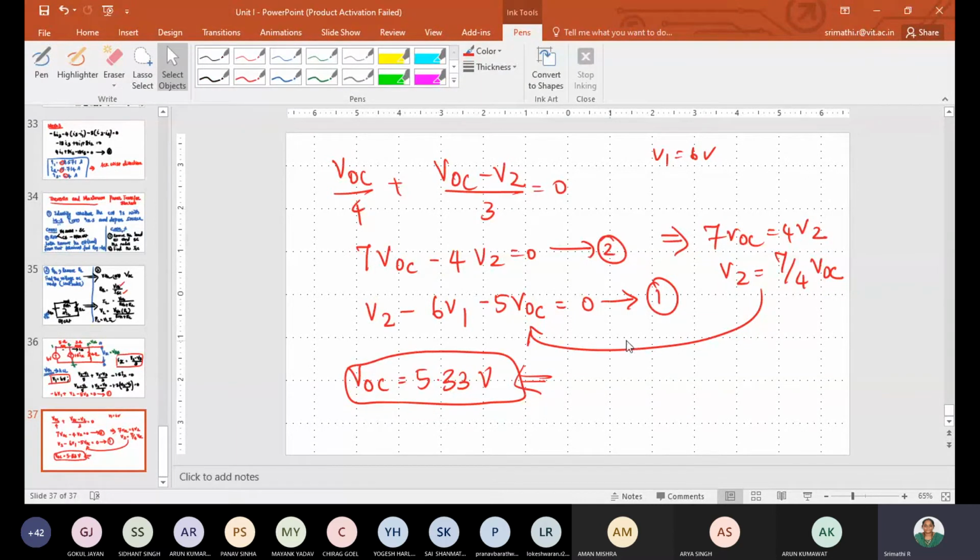Now check. And ma'am, V3 will be plus VOC, 5 VOC it will be there. Yes, ma'am. It will be plus 5 VOC. In the first equation, this one: V2 minus 6 V1 plus 5 VOC. This plus.